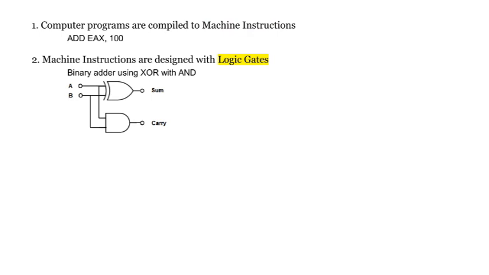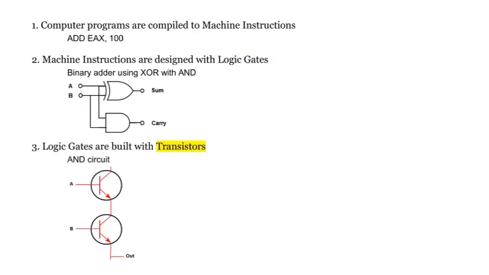Second, we learned that machine instructions are designed with logic gates. This example showed how an add instruction can be designed by using an XOR gate with an AND gate. Third, we learned that logic gates can be built with simple switches. Transistors are used for electronic switches. This example shows how a basic AND gate can be built with 2 transistors.